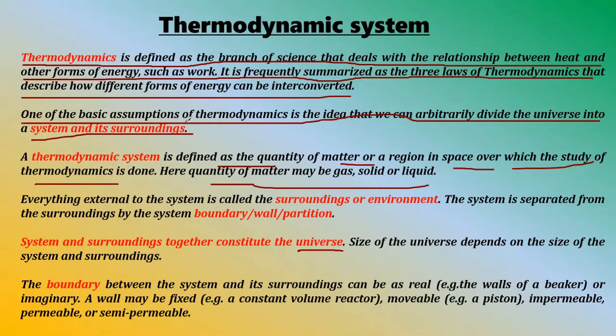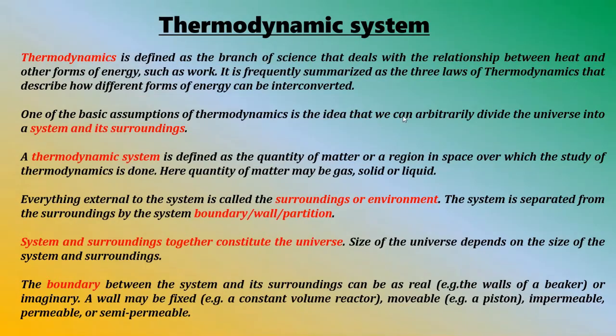But if we keep that particular tea inside a thermos flask, then the boundary will not allow heat to pass through it. That type of boundary is called adiabatic. It does not allow heat or matter to pass through it, right? These are the two types of boundaries that we have. Let us see what we have on the next page.